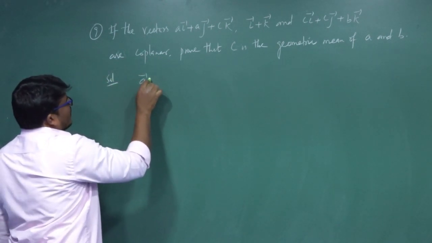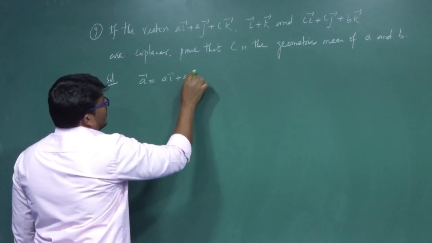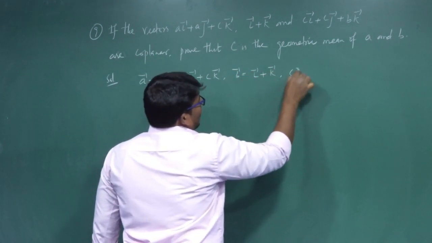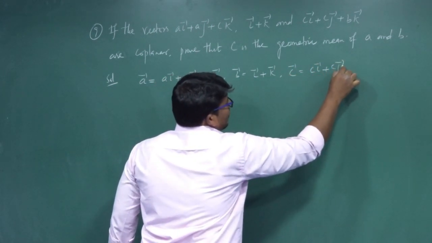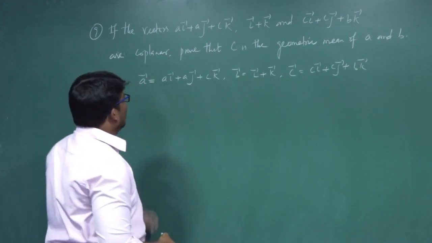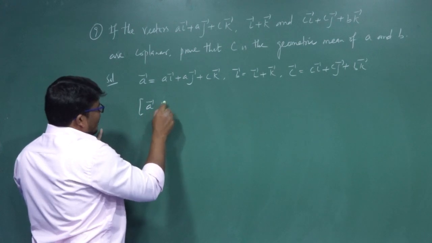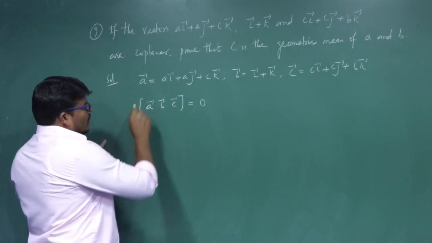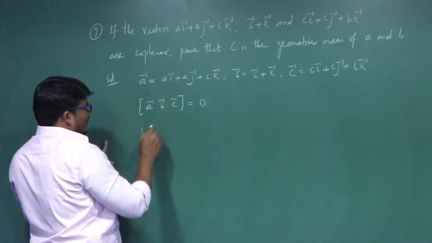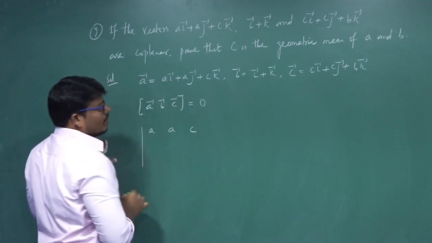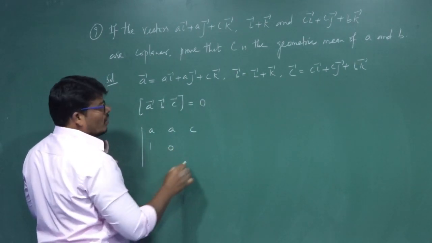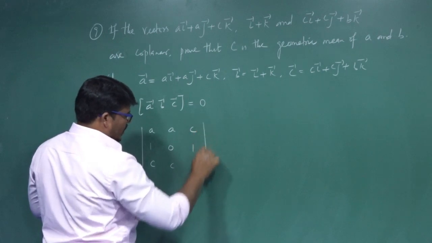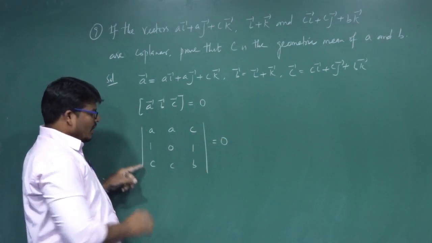Now write: a vector is a i vector plus a j vector plus c k vector, b vector equals i vector plus k vector, and c vector equals c i vector plus c j vector plus b k vector. Since the three vectors are coplanar, the box product of a, b, c equals 0. Write it in determinant form. The components of a are a, a, c. The components of b are 1, 0, 1. The components of c are c, c, b, equal to 0. Now expanding the determinant.